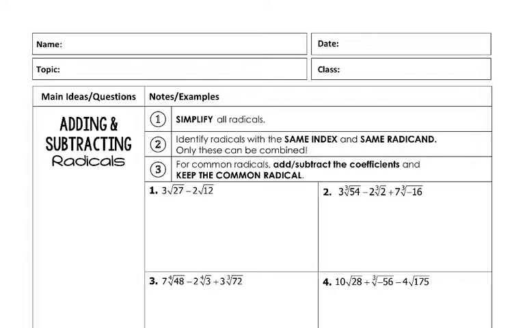So today what we're doing is adding and subtracting radicals as well as multiplying radicals. Let's go ahead and get started on adding and subtracting radicals. There are three steps here. Number one, simplify all radicals. Step two, identify radicals with the same index and the same radicand. Only these can be combined, all right?